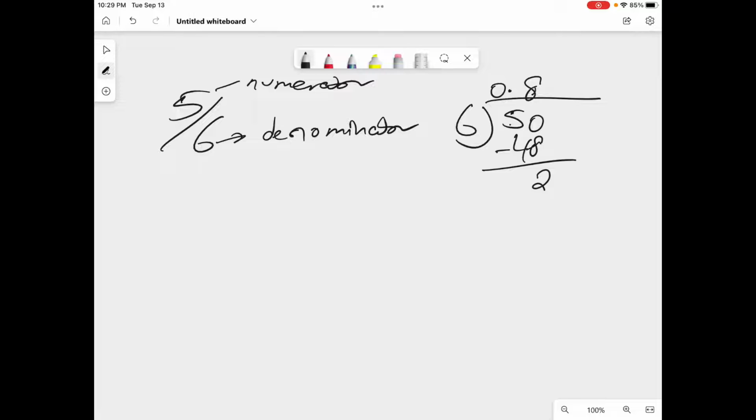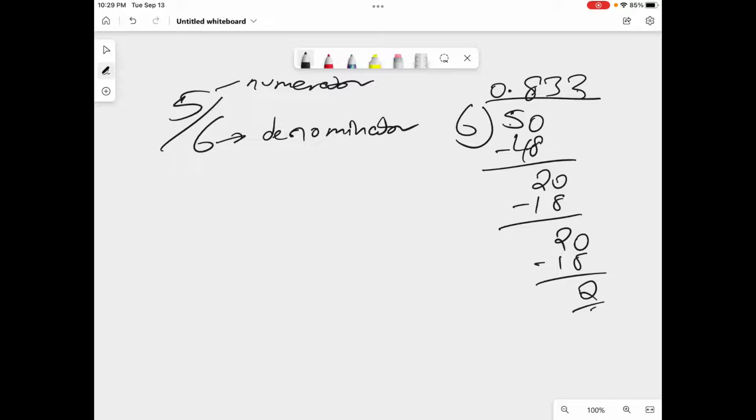So since 2 cannot go into 6 evenly, we're going to add a 0. So what is 20 divided by 6? It's 3. Why? Because 6 times 3 is 18. When we subtract, we get a 2. We add a 0. 20 divided by 6 again is 3. What is 3 times 6? 18. Subtract. And we get a 2 as a remainder.